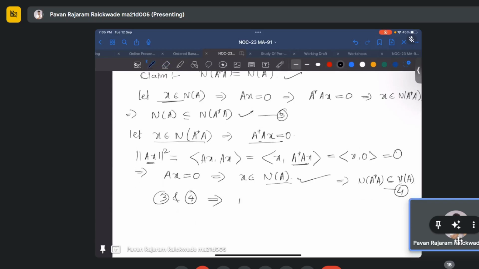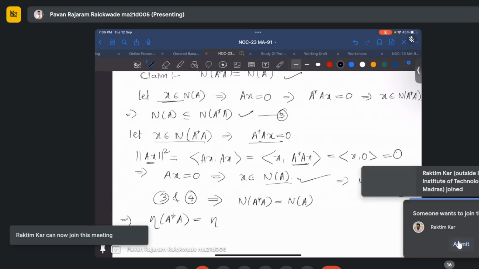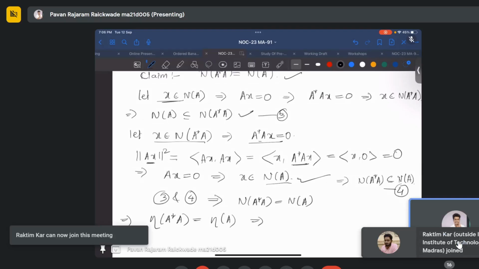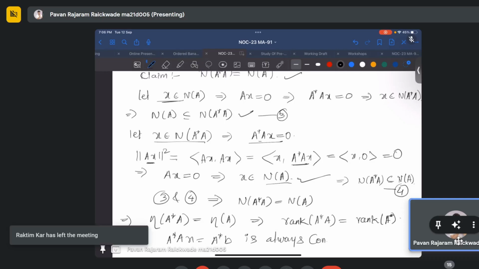From 3 and 4, what we get is that the null space of A star A is the same as the null space of A. That means the nullity of A star A is the same as the nullity of A. Then that will prove the rank of A star A is the same as the rank of A, which is the same as the rank of A star. Column rank and row rank will be the same, right? If this is true, then we are done. Then A star A x equals A star B is always consistent.